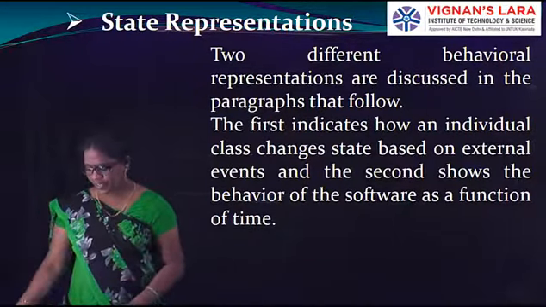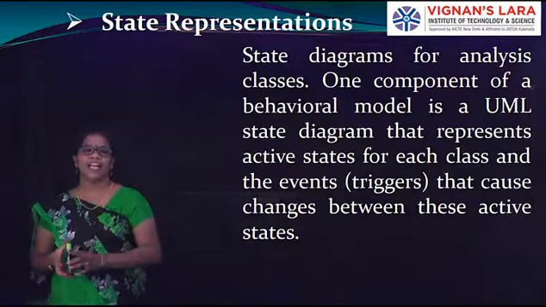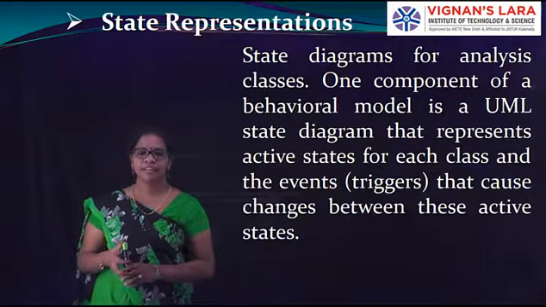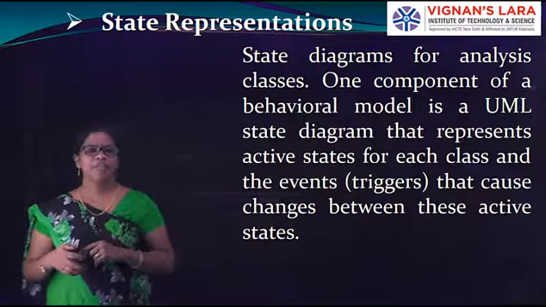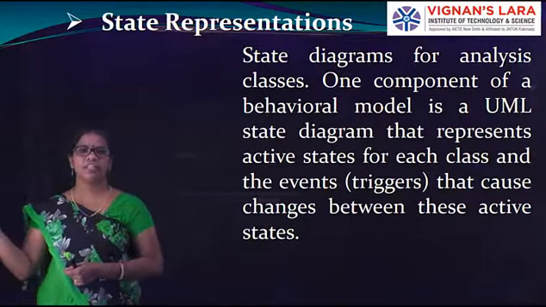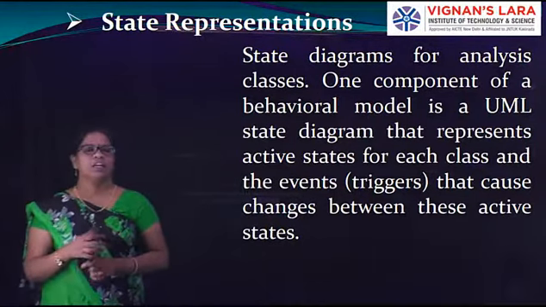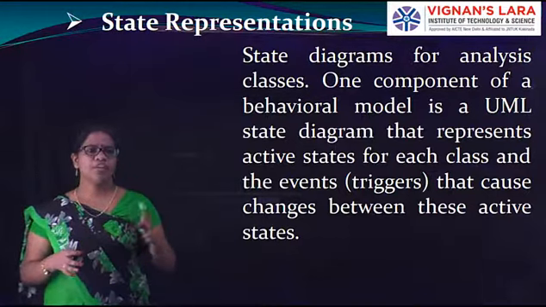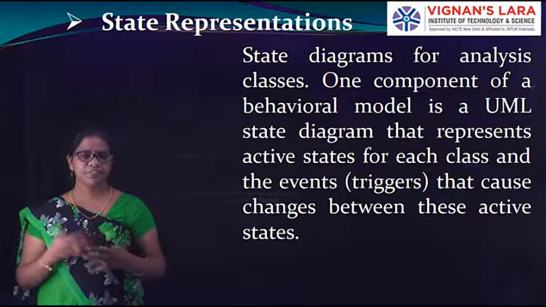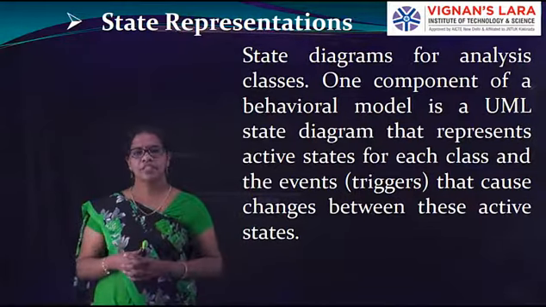Okay, and next, state diagrams for analysis classes. So state diagrams are for analysis of classes. One component of a behavioral model is a UML state diagram. So we have seen the state diagram in the behavioral model, the control specification model, that represents active states for each class and events. Events are nothing but external events or whatever events occur within the system that cause changes between these active states.